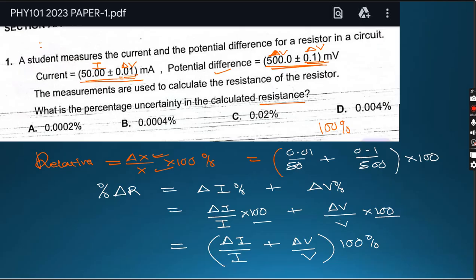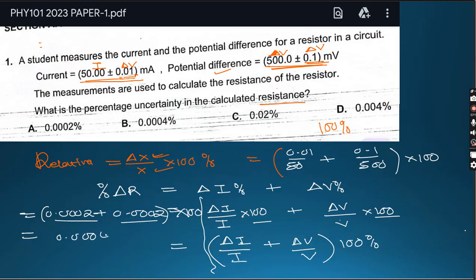0.0002. What about 0.1 divided by 500? We also get 0.0002. So I'm getting 0.0002 plus also here 0.0002. And we shouldn't forget, we are multiplying by 100. So inside there we are going to add these two. We are going to get 0.0004.